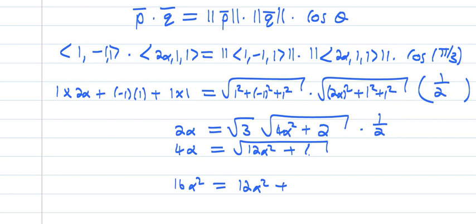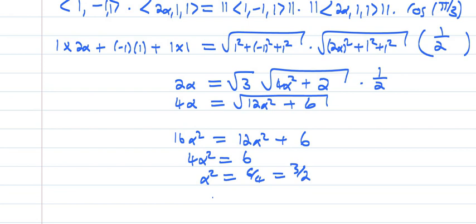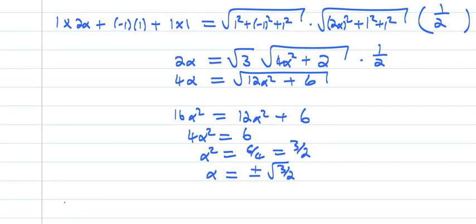All right, it's always good to double check your answers. So we get 16 alpha squared is 12 alpha squared plus 6. Take this to this side, so we end up getting that 4 alpha squared is equal to 6. So we get alpha squared is equal to 6 over 4, which is 3 over 2. And so we get alpha is equal to plus minus the square root of 3 over 2. But now the question is, do they both work? Do they both work? All right?